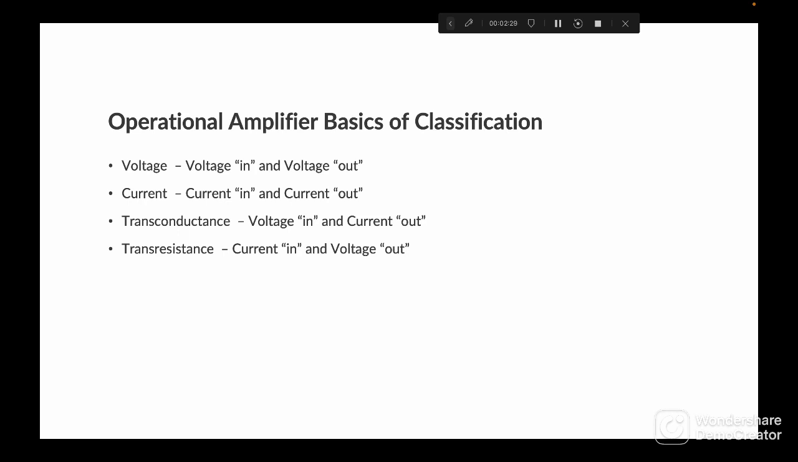One is voltage, current, transconductance, and transresistance. Since most of the circuits dealing with the operational amplifier are voltage amplifiers, we will limit this presentation to voltage amplifiers only, Vin and Vout. The output voltage signal from the operational amplifier is the difference between the signals being applied to the individual inputs. In other words, an op-amp's output signal is the difference between the two input signals, as the input stage of the operational amplifier is a differential amplifier as shown below.